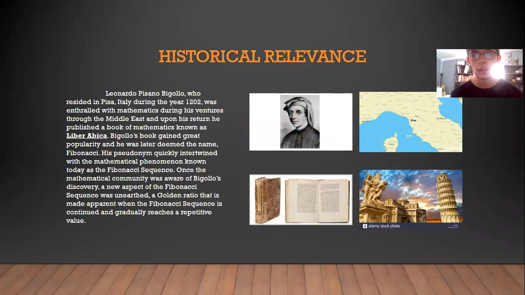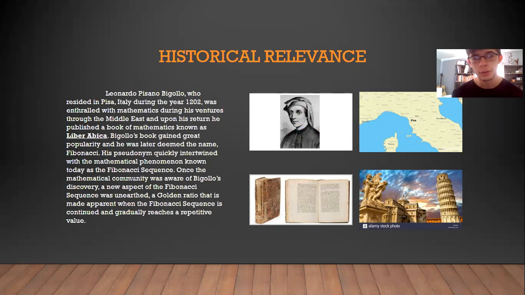Okay, and with that, we have a historical introduction, and it's talking about a man named Leonardo Bigelow, who resided in Pisa, Italy during the years of 1202. And he was a famous mathematician, and he did a lot of traveling through the Middle East. And upon his return, he published a book called Liber Abaci, which essentially helped progress the overall foundation behind the Fibonacci sequence.